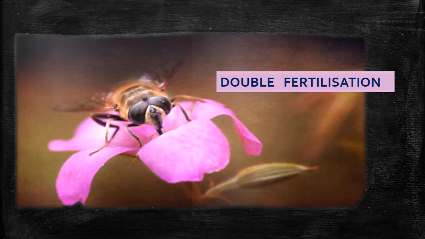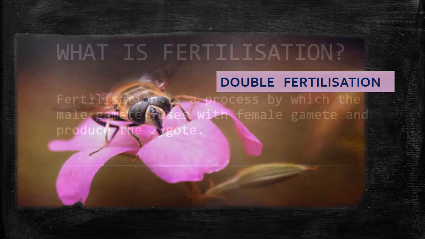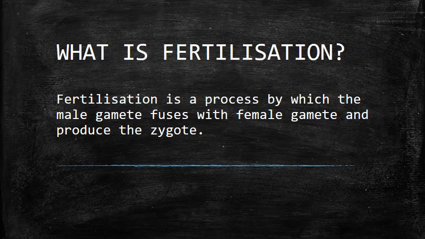In this video, we are going to talk about double fertilization. The big question of this video is, what is fertilization? Fertilization is a process by which the male gamete fuses with the female gamete and produces the zygote.